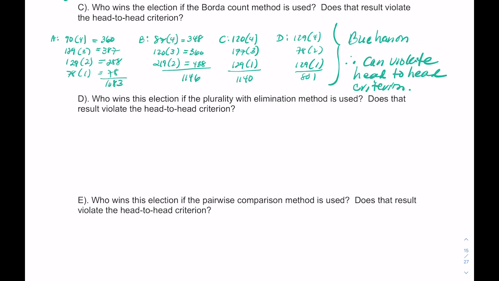Okay, let's look at plurality with elimination. Remember, for this one, we're going to have rounds. We start with our first round, looking at the number of first place votes, and then we eliminate the one with the lowest. If you'll remember, it went 90, 87, 120, and 129 first place votes, and the lowest was Buchanan. So Buchanan's now out. We need to have a second round, and everything is going to shift.